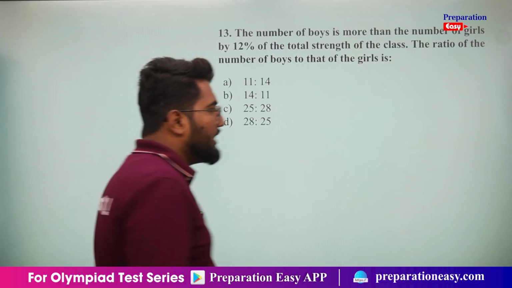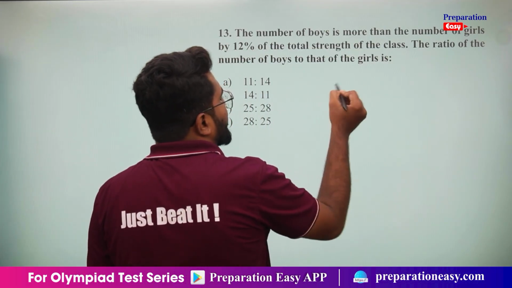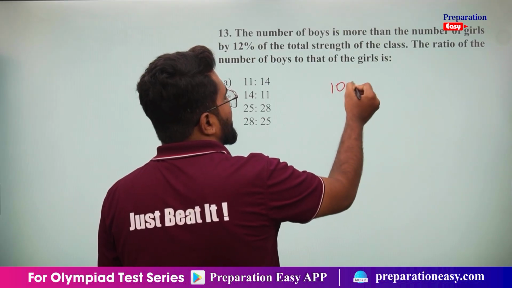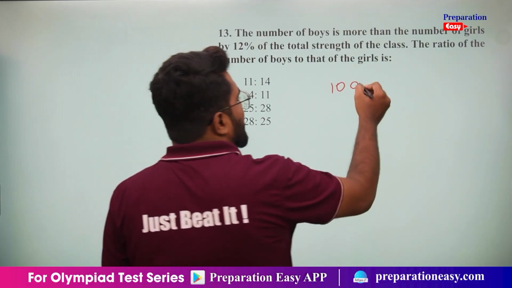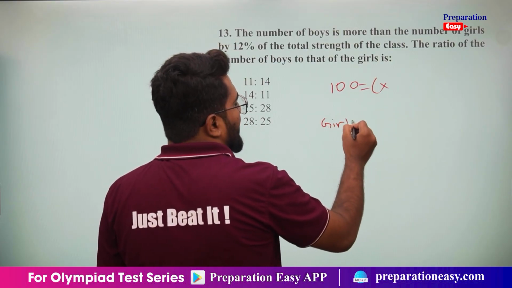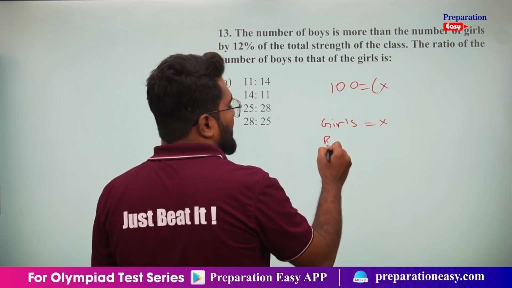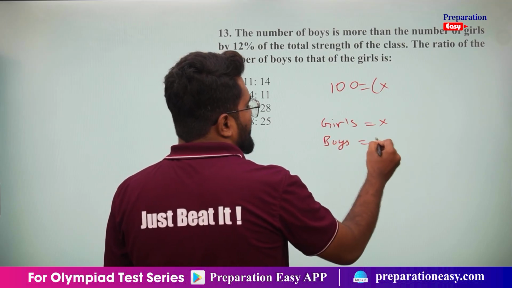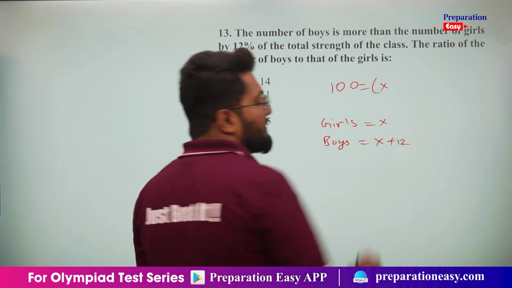Okay, so if I consider there are a total of 100 students, and if I consider there are x girls, how many girls are there? Girls are x. Then how many boys are there? Boys equals x plus 12, that is 12 more.